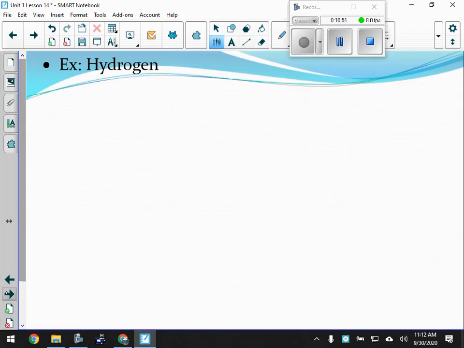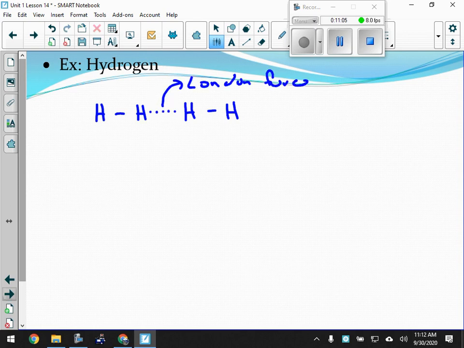Our example that we're going to do is hydrogen. All right, so let's take a look here. Hydrogen's nice and easy here. We'd have that, and we'd have this, yes? And, of course, we're talking about that there, which would be the London force, okay? I picked a really, really simple molecule, okay? But in this case here, how would you know that's a London force? That almost looks like all the other ones.